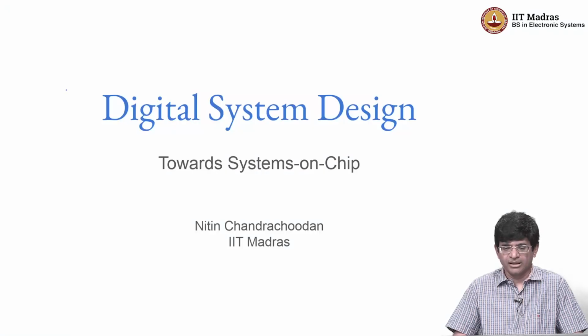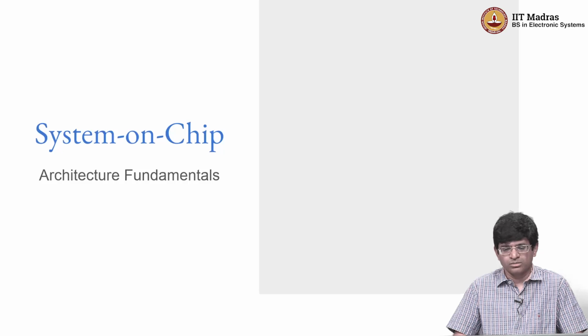Hello everyone. Continuing on the series of videos on digital system design, today we are going to look a bit further beyond what we have done so far towards the direction of systems on chip. So let's start by understanding what is the need for a system on chip, what motivates the drive towards system on chip, and look a little bit at what the architecture of a typical system on chip is like.